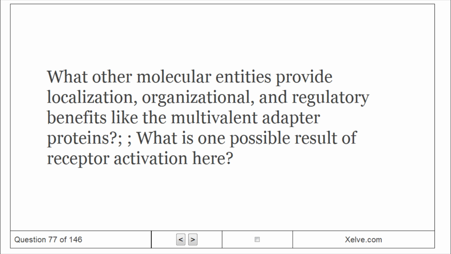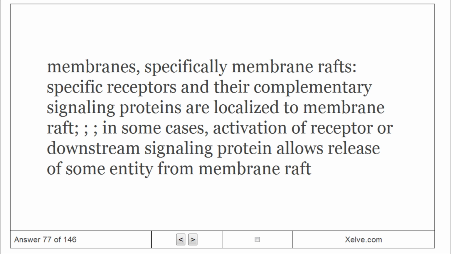What other molecular entities provide localization, organizational, and regulatory benefits like the multivalent adapter proteins? What is one possible result of receptor activation here? Membranes, specifically membrane rafts. Specific receptors and their complementary signaling proteins are localized to the membrane raft. In some cases, activation of the receptor or downstream signaling protein allows release of some entity from the membrane raft.